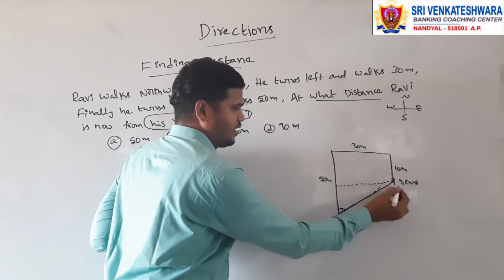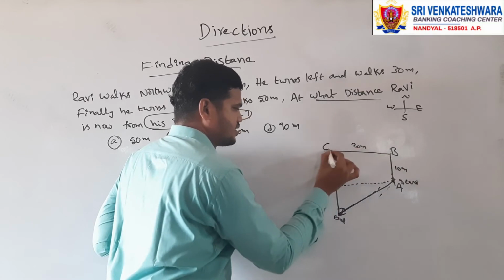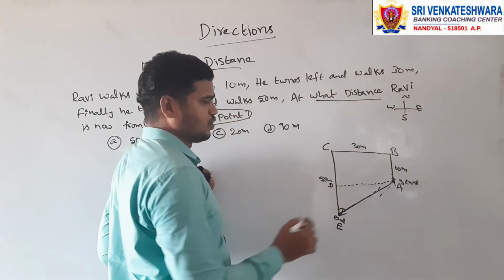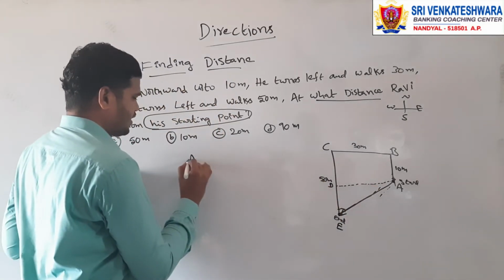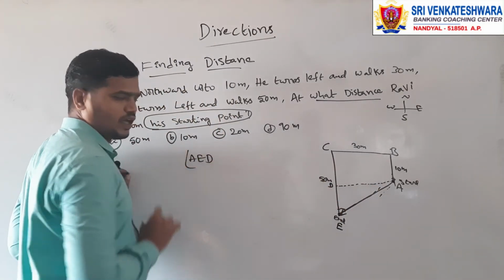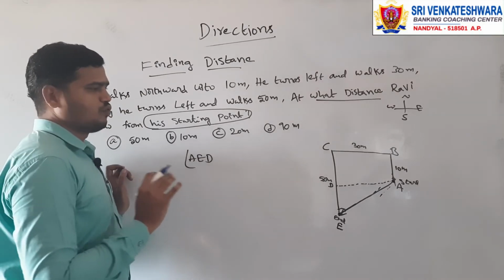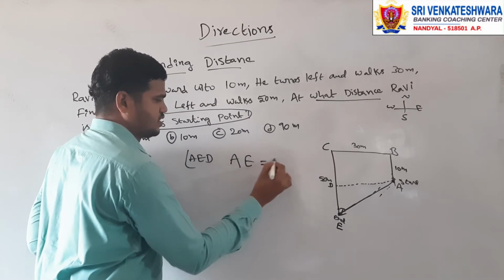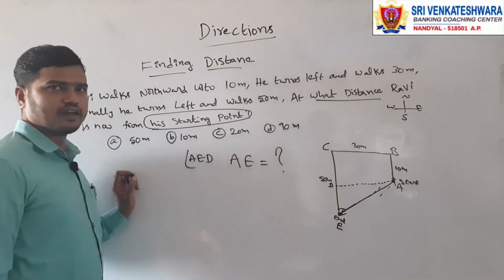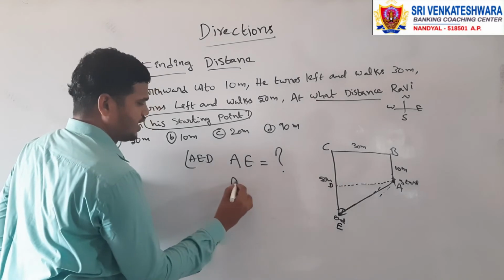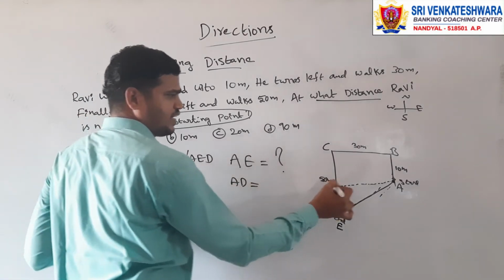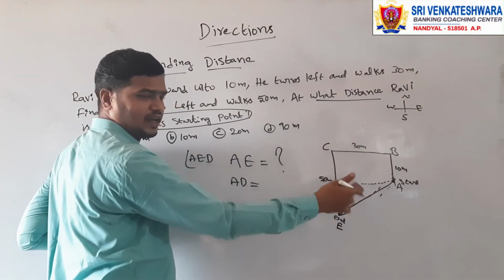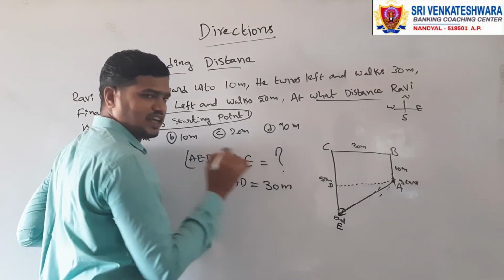This is the starting point A, B, C, D, E. We have AED as one triangle. Now we need to find the distance AE. So, now we have only AD. AD is equal to how much? This is AD, and it will be equal to this one, because both are parallel. So AD is equal to 30 meters.